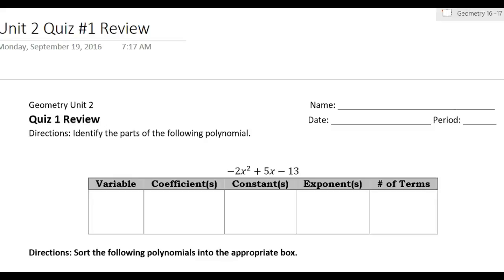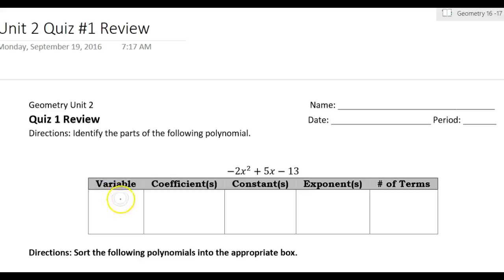So this is the first part of the Geometry Unit 2 Quiz 1 review. This video is going to cover the first part, which we have here, where it's talking about the variable, coefficient, constant, exponents, finding the various parts of the polynomial. And then we'll go through the second part, sorting the polynomials in the appropriate box. That'll be this video only.